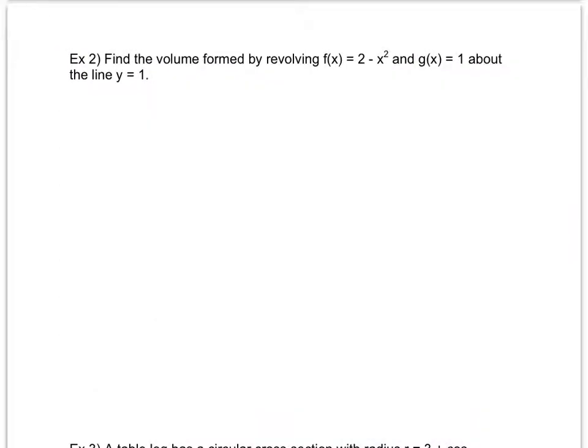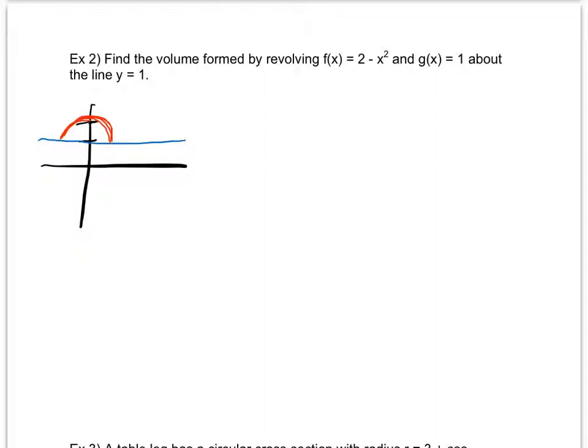So doing the same idea, I want to find the volume formed by revolving the function 2 minus x squared and g of x equals 1 about the line y equals 1. So I'm going to go ahead and draw this. I have my function 2 minus x squared, so I could put this into my graphing calculator because it is in terms of y equals. But I do know it's a parabola, it's upside down, and it's shifted up too. And I also have the line g of x equals 1, so I'll use a couple different colors. So g of x equals 1, or y equals 1, and 2 minus x squared.